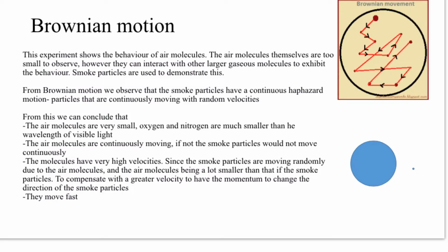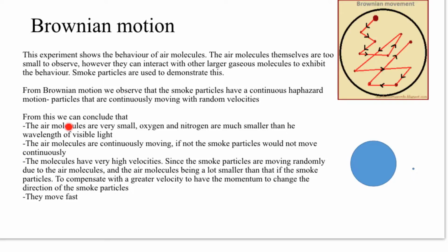Brownian motion. This experiment shows the behaviour of air molecules. The air molecules themselves are too small to observe, however they do interact with larger particles to exhibit their behaviour. Smoke particles are used for this demonstration, as shown here. From Brownian motion we observe that the smoke particles have continuous haphazard motion, which means the particles are continuously moving at random velocities, with no correlation.